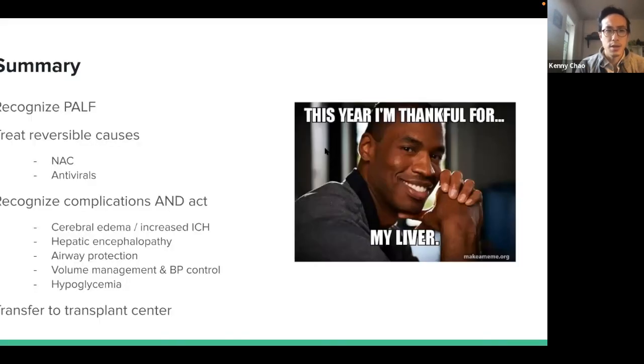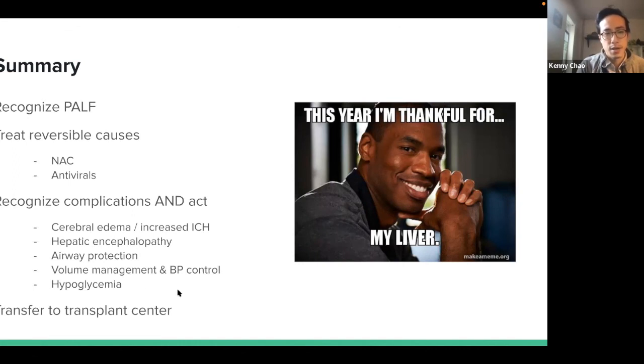So in terms of summary, just be able to recognize pediatric acute liver failure. Those labs that we saw in the beginning should strike some fear in everyone's hearts. Try to treat the reversible causes, including your NAC and your antivirals, recognize complications and act upon them. So recognize cerebral edema, use any means of identifying it, your clinical exam, imaging, and your ultrasounds to build this picture up.